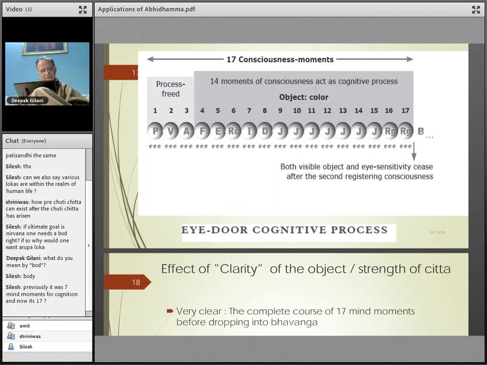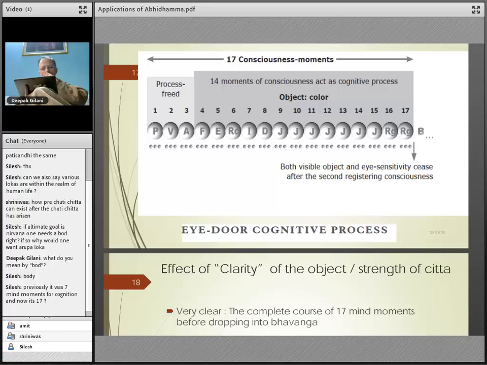Silesh has a question, sir. Previously it was 7 mind movements for cognition. Now it's 17. So... No, 7 नहीं थे. 7 were those javana phases, which are the impulsion. So this is the total process from sleep to waking up. P is the past bhavanga chitta. Okay. So before P it was all bhavanga chitta operating.